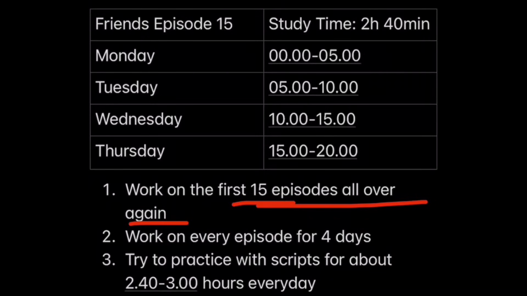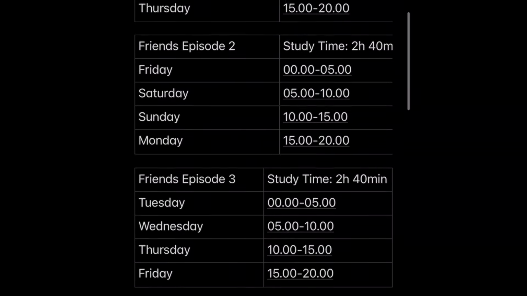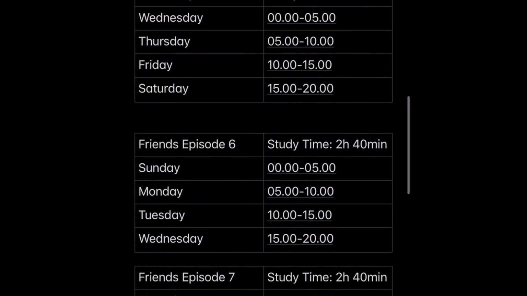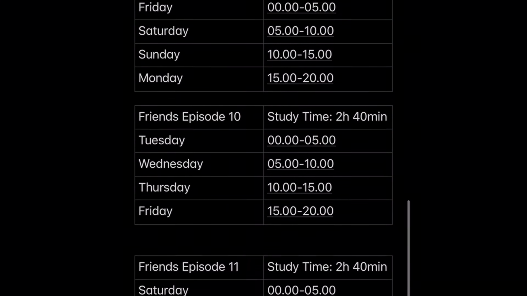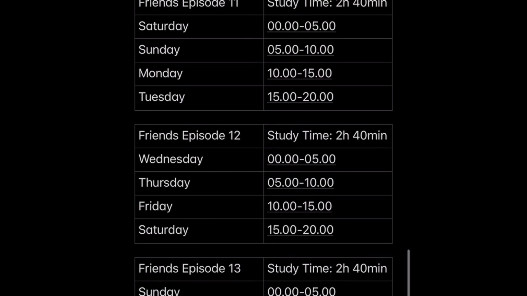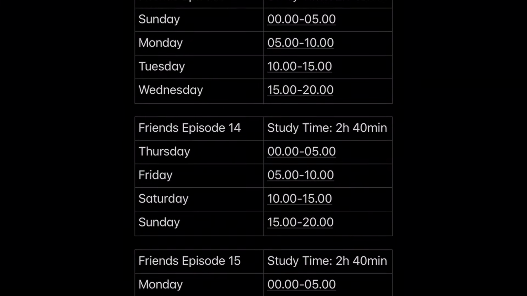Now, after practicing with the first 15 episodes of Friends like this, you will go back to the beginning, like to the very first episode, and you will work on those 15 episodes one more time. But every single day, you will work on like the 5 minutes of the episode, so every 4 days, you will finish one episode. Approximately every single week, you will finish 2 episodes every single week. Basically, technically, in 2 months, you'll be finishing those 15 episodes. So you will be working on those 15 episodes one more time.